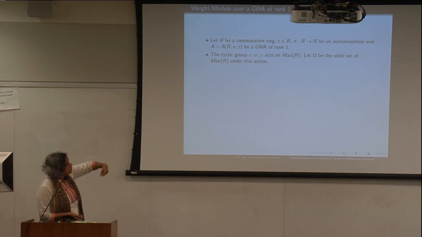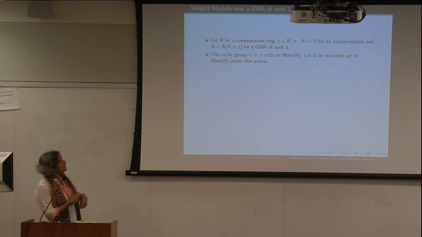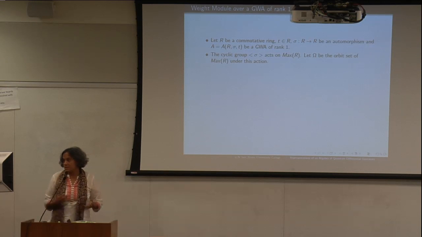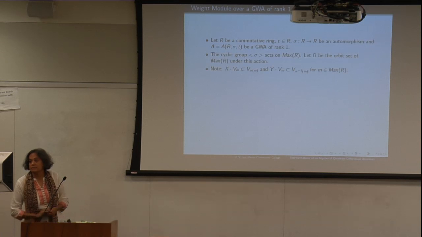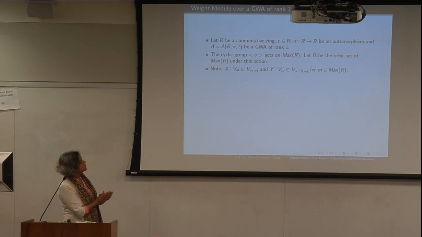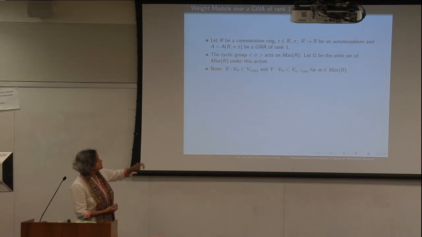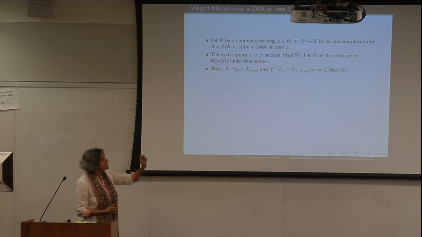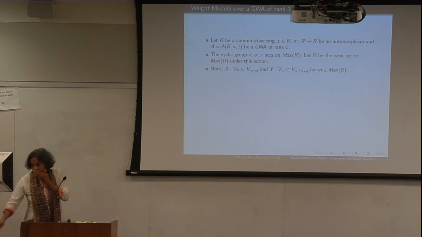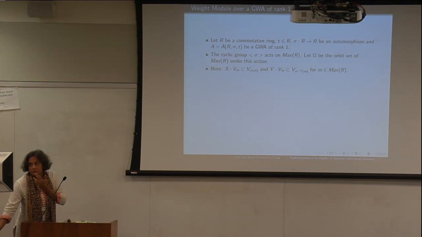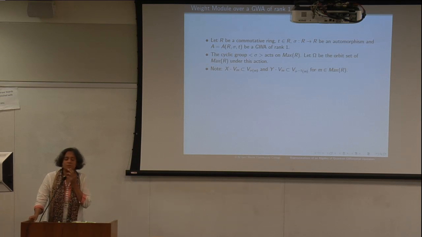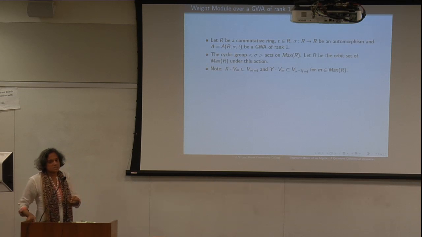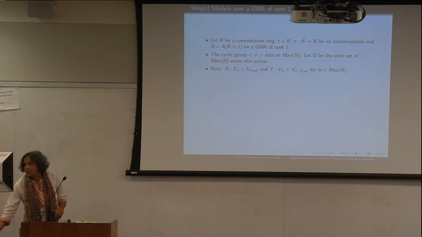So sigma, the automorphism on the ring, acts on the maximal spectrum. Let capital Omega denote the orbit set under this action. Note, by the definition of generalized Weyl algebra, x moves weight space up and y moves weight space down. So this is also motivated by down-up algebras, if you have seen. It's the same notion.